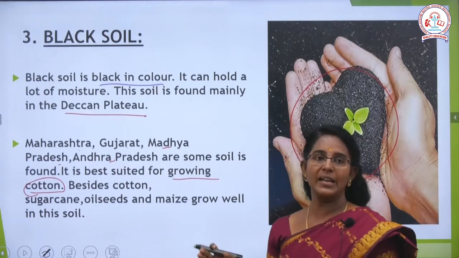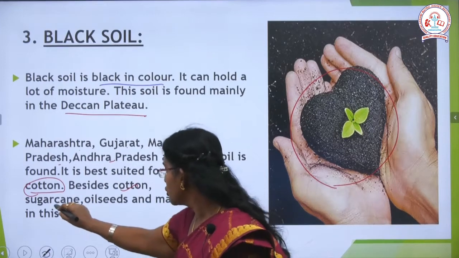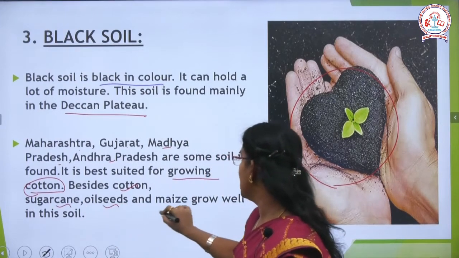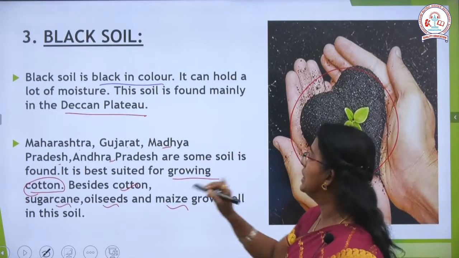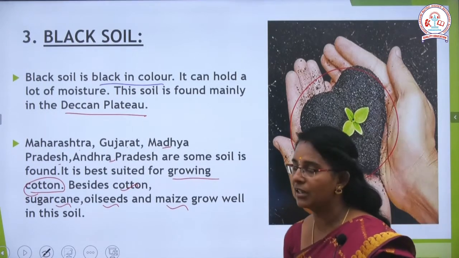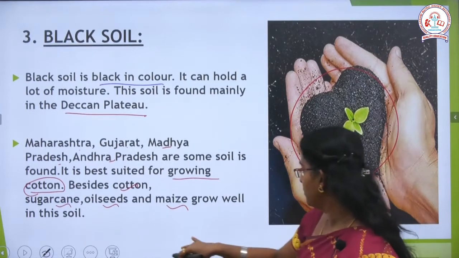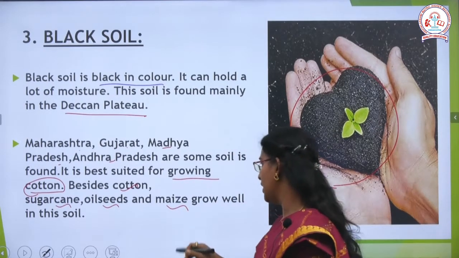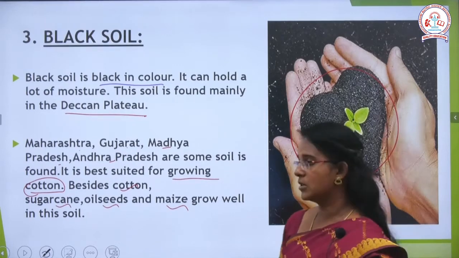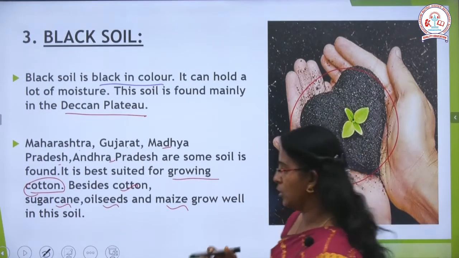Next, besides cotton, sugarcane, oil seeds and maize grow well in this soil. So in this soil, what other than cotton will grow? Sugarcane, oil seeds and maize. So in black soil these kinds of crops will grow also.